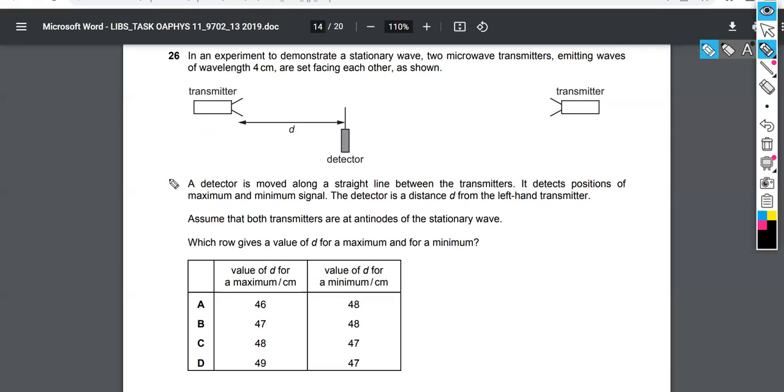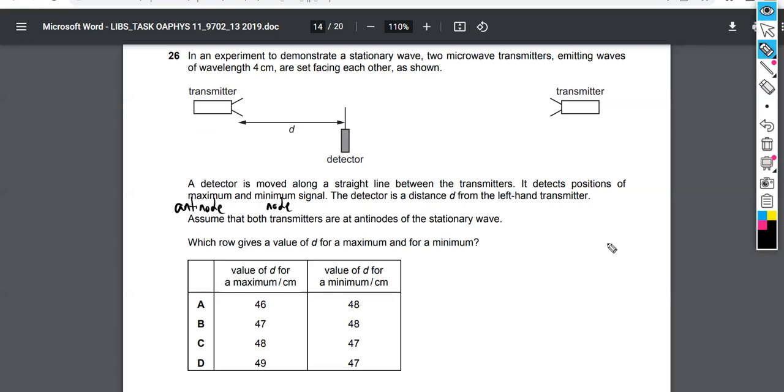I'm going to give you some bonus physics right now, YouTube. I wish I had a sound effect for bonus physics. We'll work on that. Maximum is going to be an antinode, and a minimum, that's going to be a node.